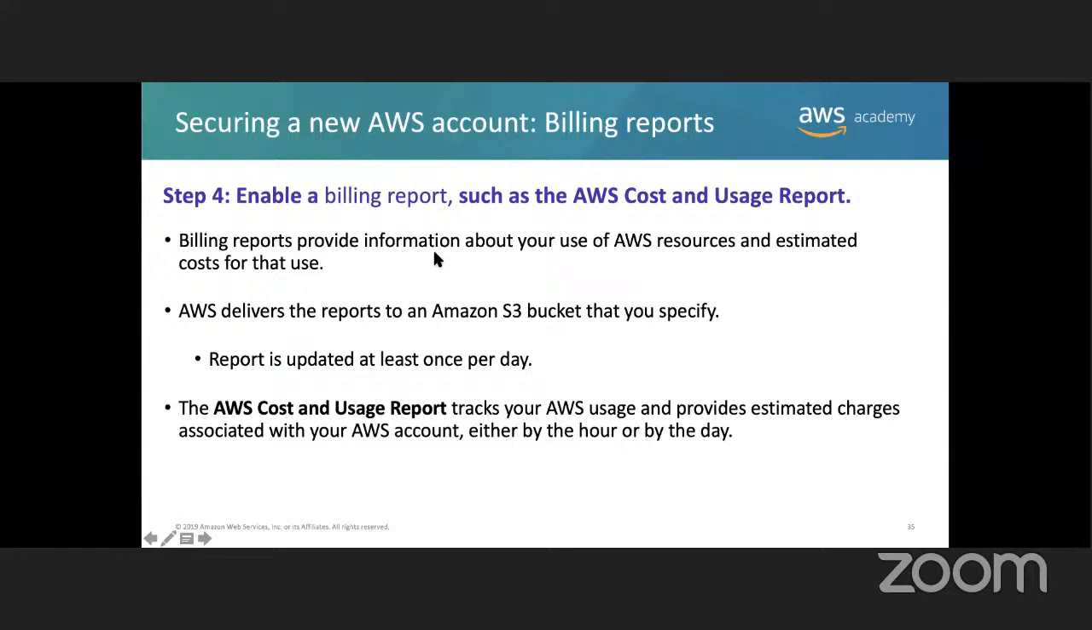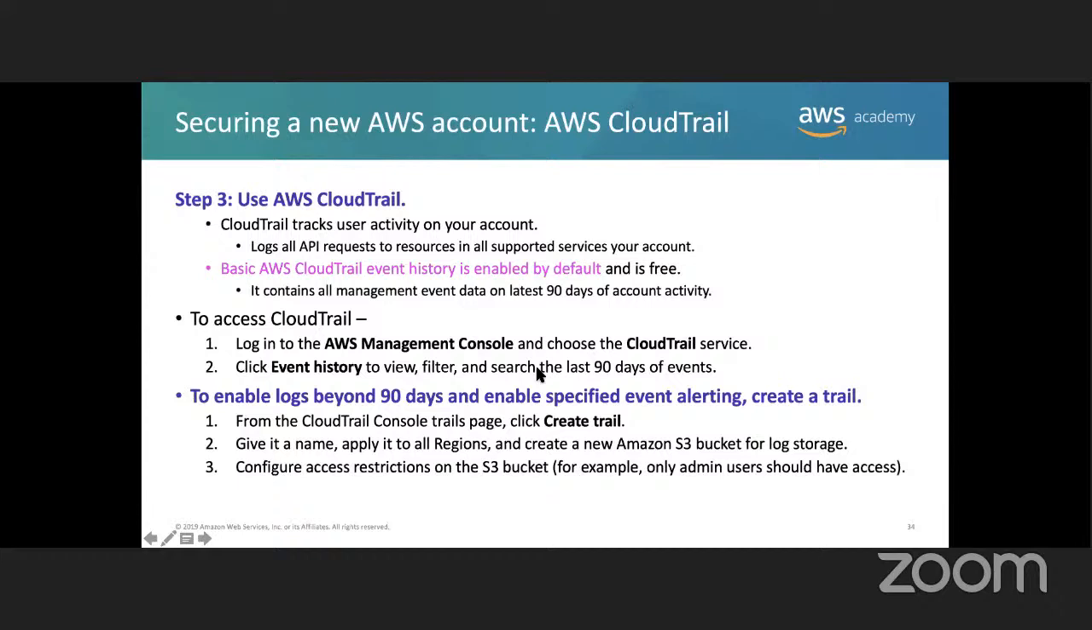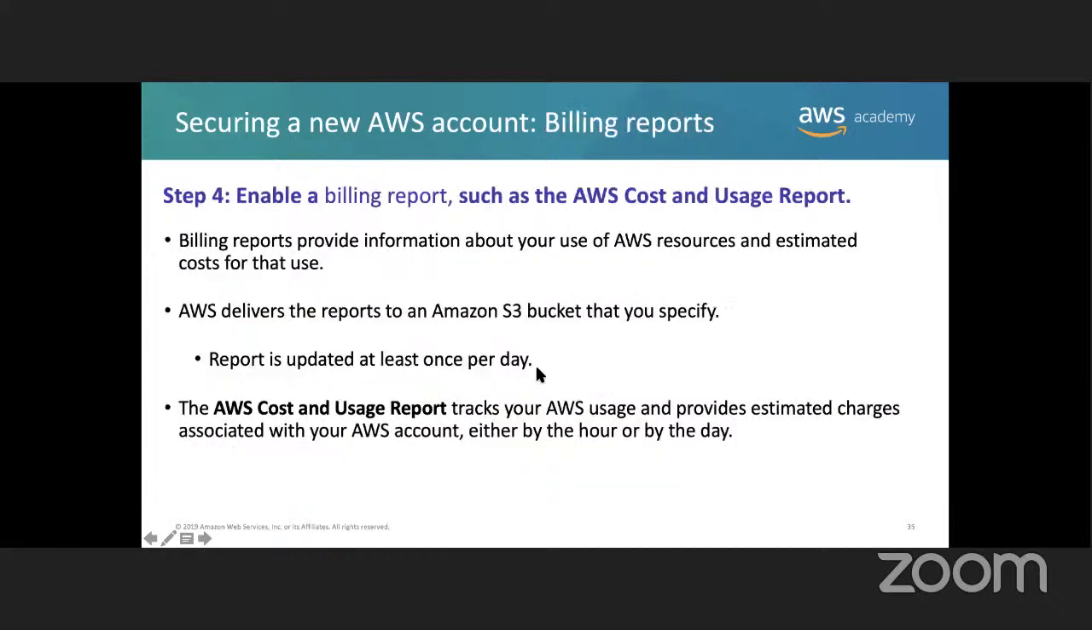Billing reports provide information about your AWS usage and estimate costs for that use. AWS delivers the reports to an Amazon S3 bucket that you specify. The report is updated at least once per day: daily, hourly, monthly. And the AWS Cost and Usage Report tracks your AWS usage and provides estimated charges associated with your AWS account, either by the hour or by the day. Okay, that's what we saw in the Cost and Usage Report section.